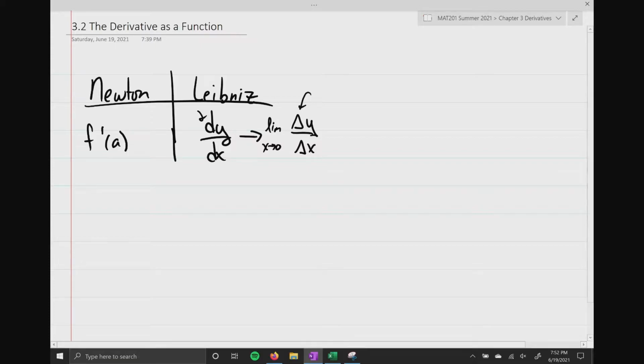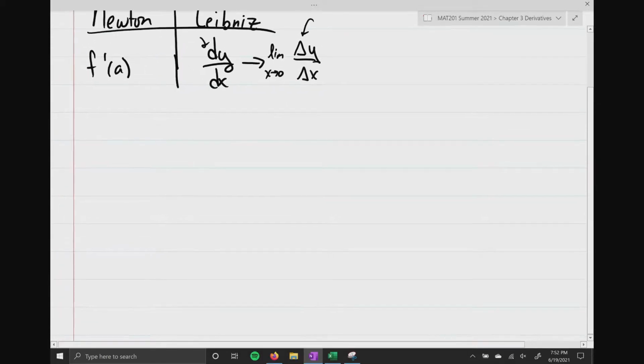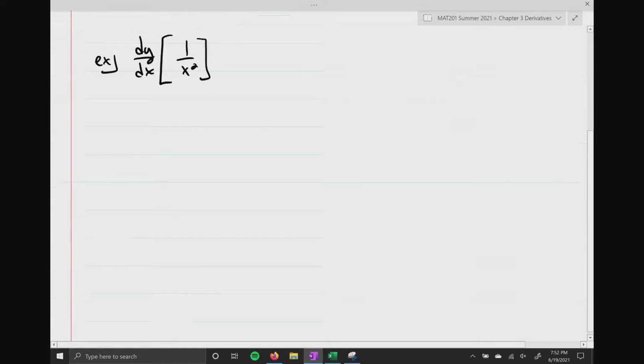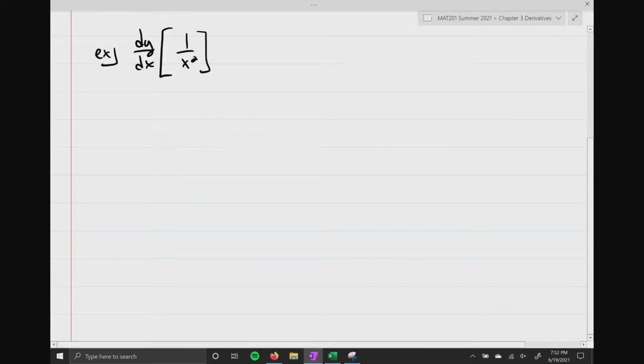So to recap what we did in the previous section, I'm going to use the Leibniz notation, and we want to find dy dx of the function 1 over x squared. Okay? The hardest part about this is just taking your time, remembering all the algebra that you've learned up until this point, and applying it to a problem like this that we've never seen before.